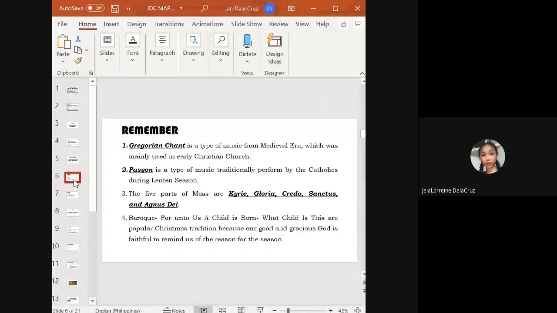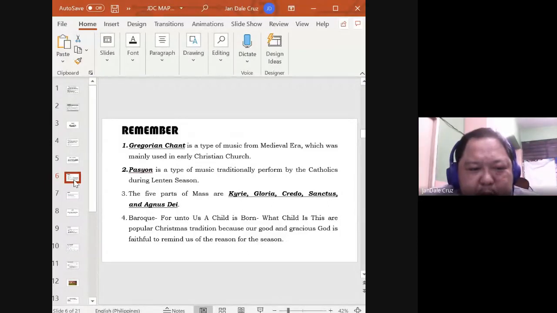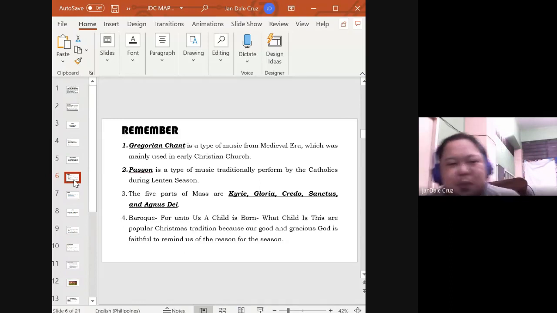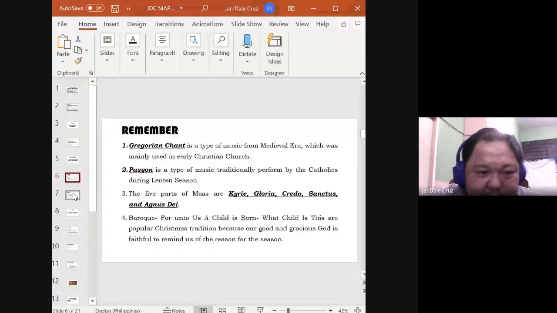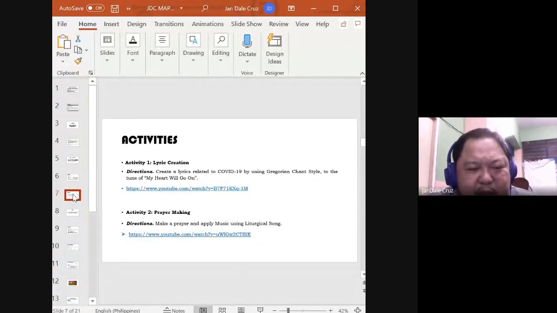Okay, so ito iba-iba. Una yung Gregorian chant. It is a music played in a Christian church. Yung passion, alam niyo naman yung passion, di ba? Yung kanta na ginagawa natin tuwing Mahal na Araw tungkol kay Jesus. And number three, yan yung parts of the Mass. Okay? And then the last one is the child who is born, Jesus Christ. Okay? So in music, this will be our activity one and activity two.